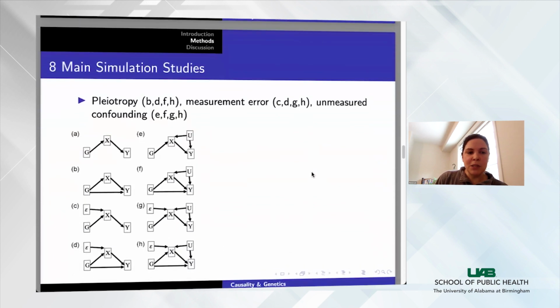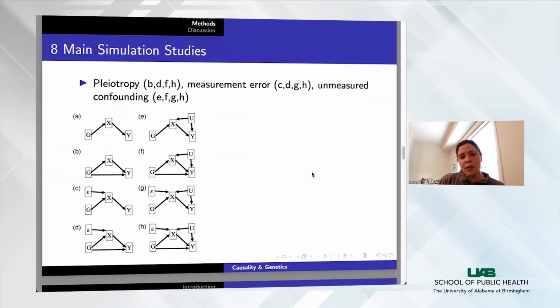We did this through simulation studies. We simulated a whole bunch of different scenarios and created an R package so other people could look at other scenarios as well. Our first scenario was A, the best case scenario: the SNP only acts on the outcome Y through our exposure X. There's no alternative pathway, no measurement error, and no unmeasured confounding.